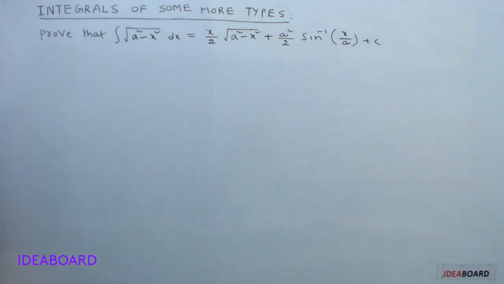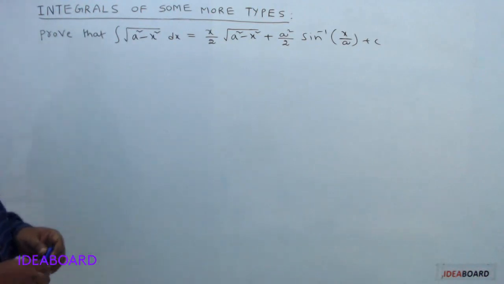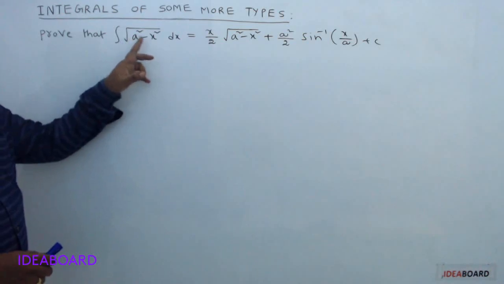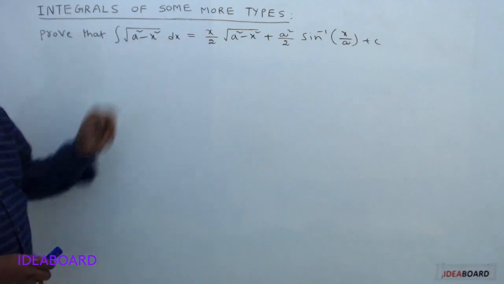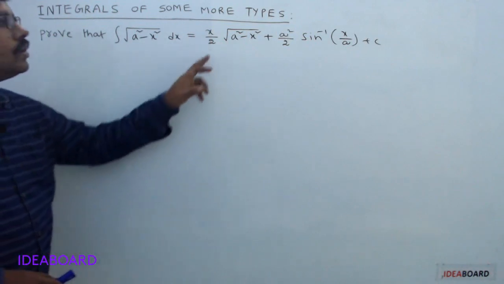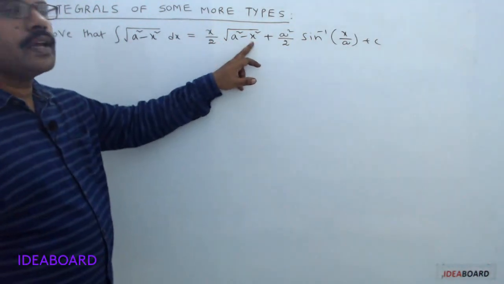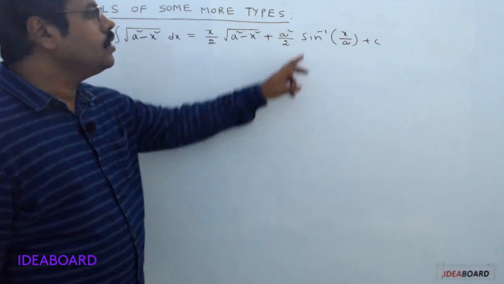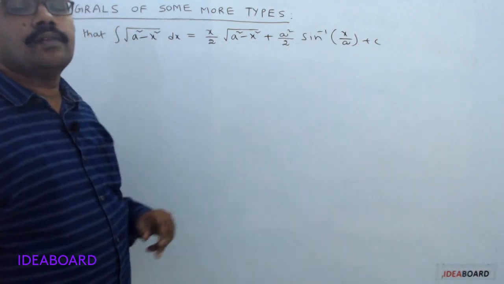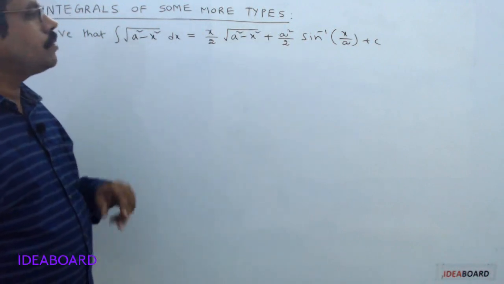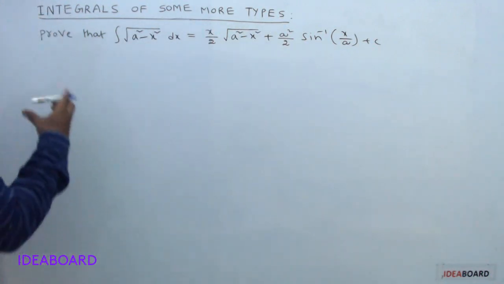Now see the next formula. Prove that integral square root of a square minus x square dx is x divided by 2 into square root of a square minus x square plus a square divided by 2 into sine inverse of x divided by a plus some constant c. Now see the proof of this formula.